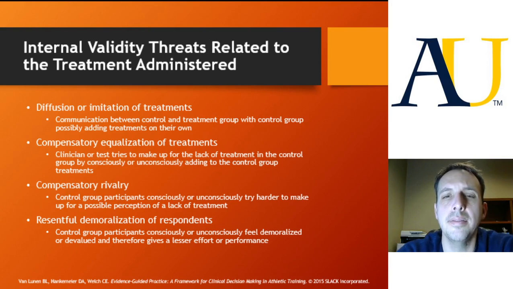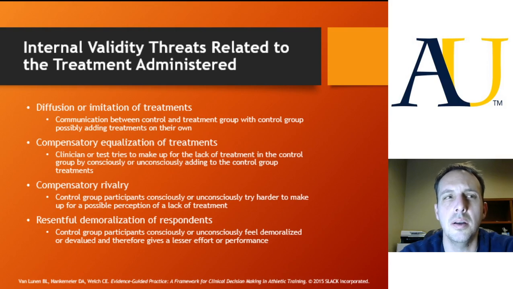You may also have the control subjects respond in one of two ways, where they feel, because they're not receiving the intervention, that they want to try to outperform and rival their intervention people. And so they might consciously or unconsciously try harder in their testing to make up for this perceived lack of treatment, that they're receiving less. So they may try to work extra hard on their rehab or on their testing to show that they can, or to try to get better, knowing that they may not be receiving the intervention.